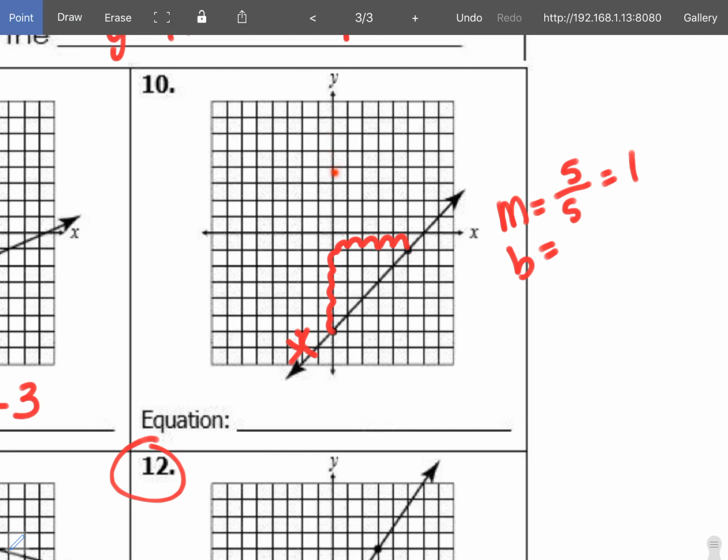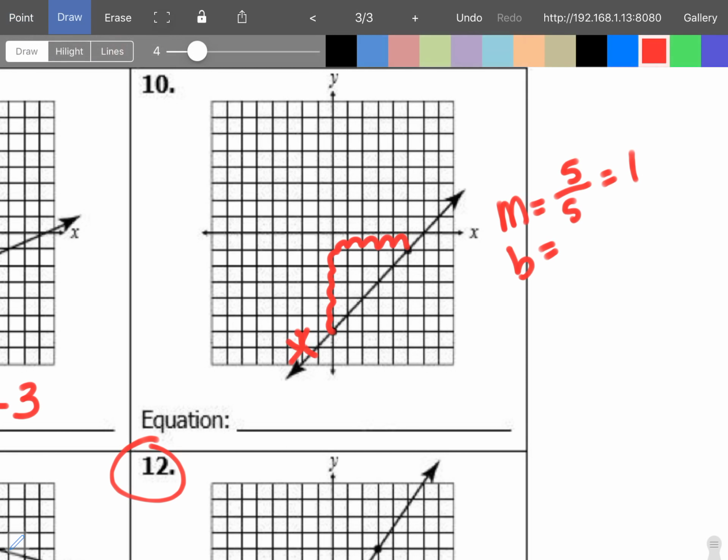And if I look here on my y-axis, where does my line hit? It's right here. So let's figure out what that number is. 1, 2, 3, 4, 5, 6. It's a -6. Anything down here for the y is a negative, right? Below the origin. So let's write my equation. Y equals 1x minus 6. My m is 1 and my b is -6.